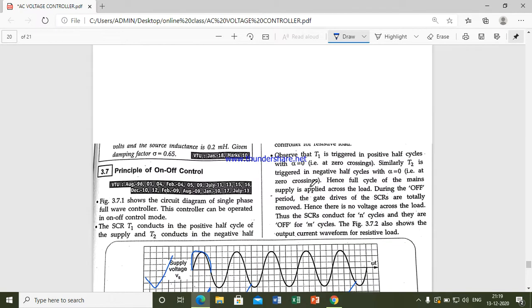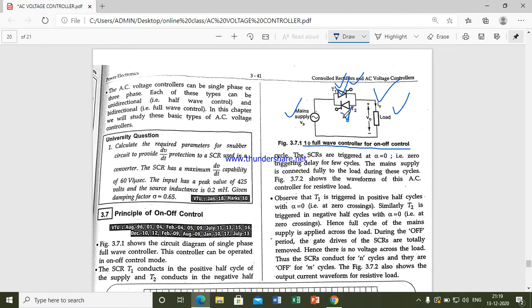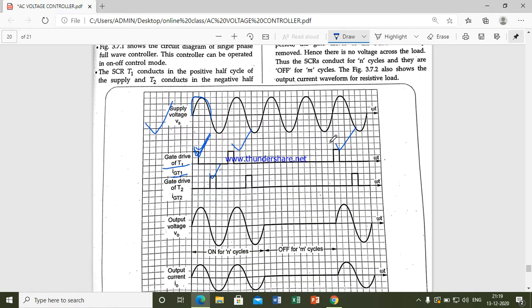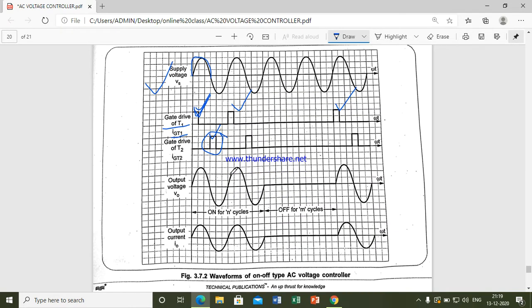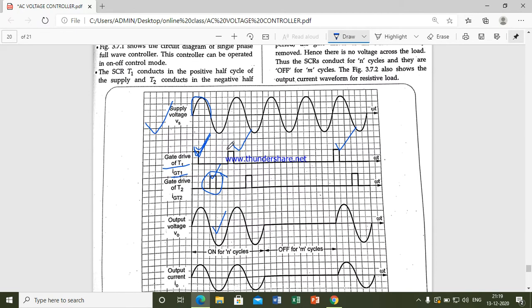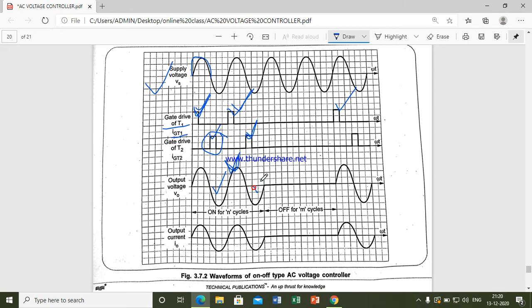In the negative cycle, current flows from the supply to the load, back again to T2, and T2 to the supply. Like this it will conduct, with the help of the T2 pulse. So the negative cycle will be conducted using this T2 pulse. Similarly, the positive cycle is controlled by the T1 pulse. Next, during the negative cycle, you require another pulse like this.